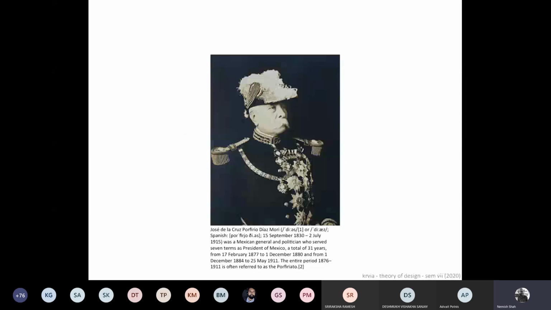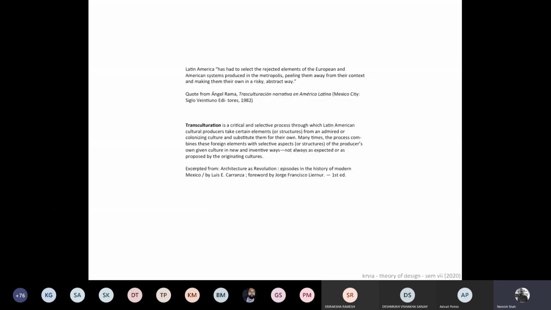This is Porfirio Diaz, the ruler of Mexico for almost 40 years, from 1877, I think, or 1880 to 1911, when he was assassinated. And during his time, it was similar to the Meiji Empire in Japan, that there was this ushering into modernity, but it was still very historicist.